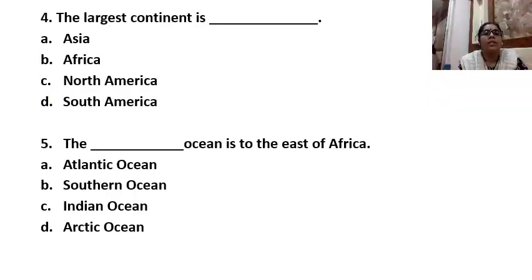The largest continent is dash. Asia, Africa, North America, South America. Which one is the correct answer? Yes, children, you have to think. Asia. Yes, Asia is the correct answer. The largest continent is Asia.